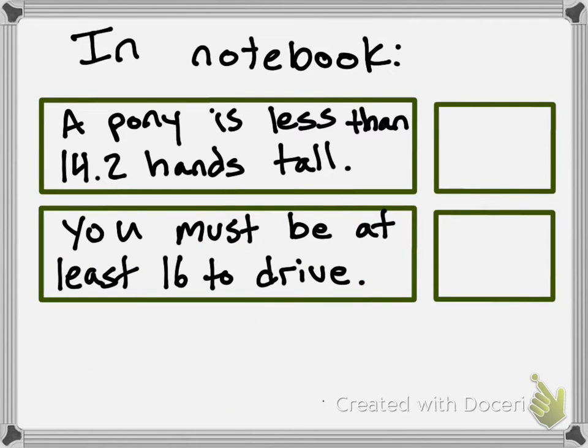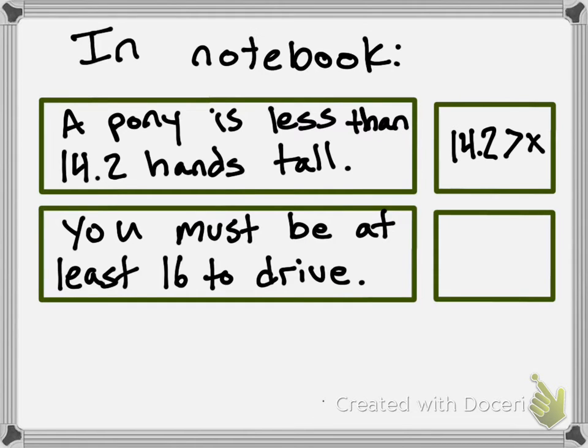I want you to do this in your notebook. A pony is less than 14.2 hands tall, and you must be at least 16 to drive. Write your inequalities. Perfect. He wrote 14.2 is greater than x, because the pony is less than 14.2.